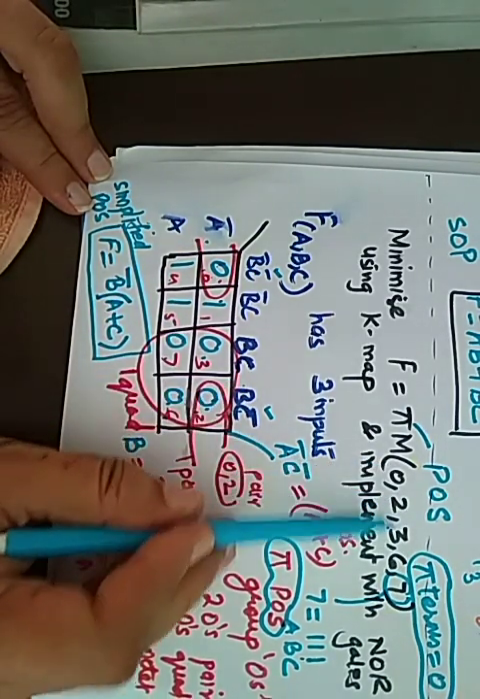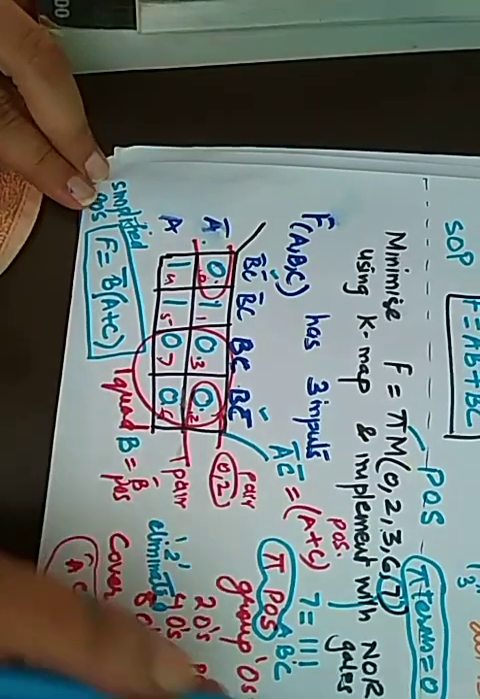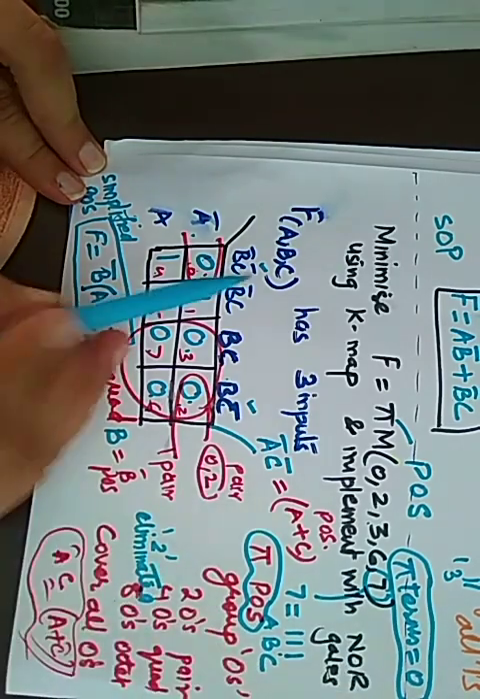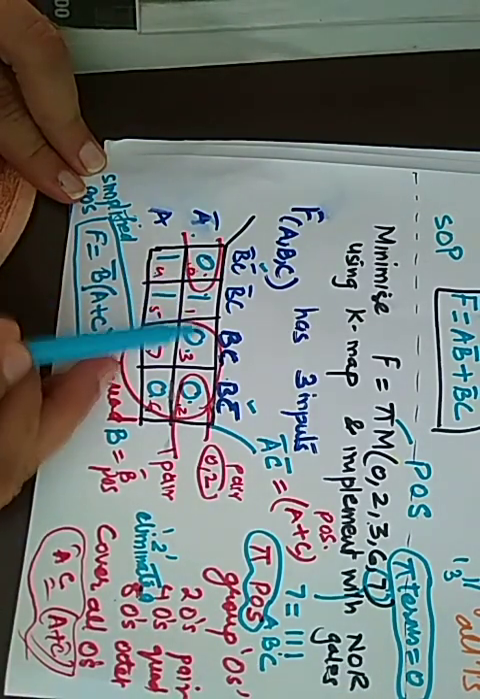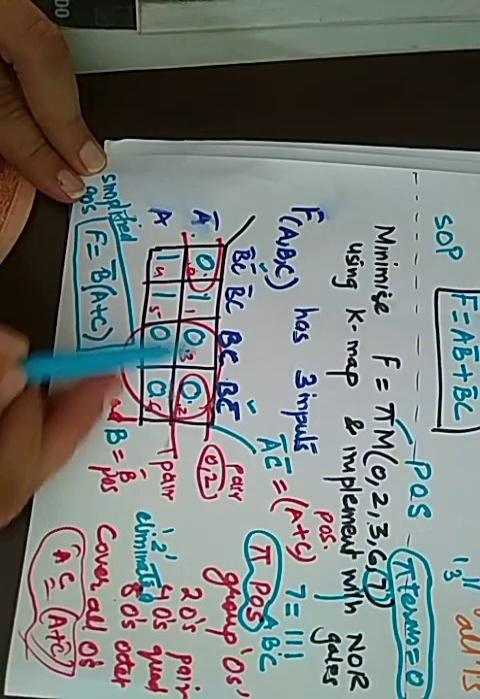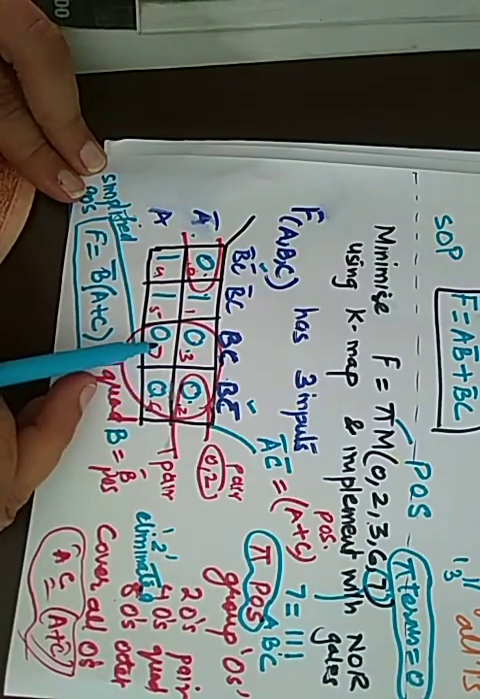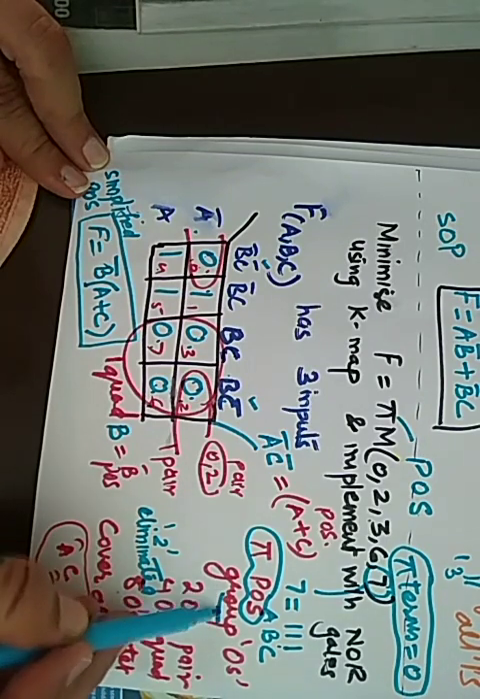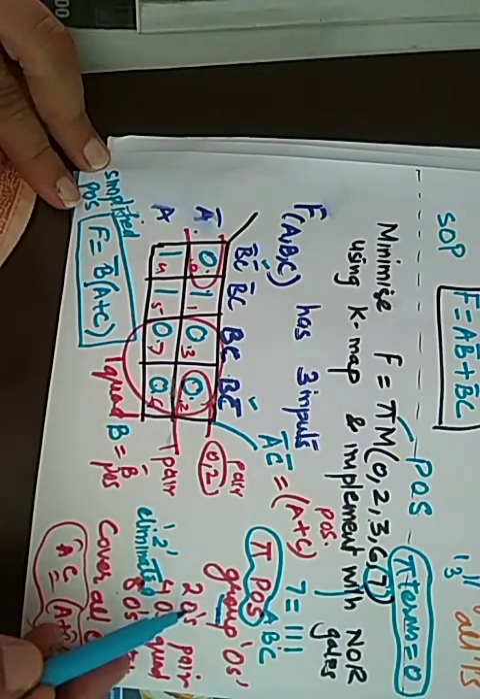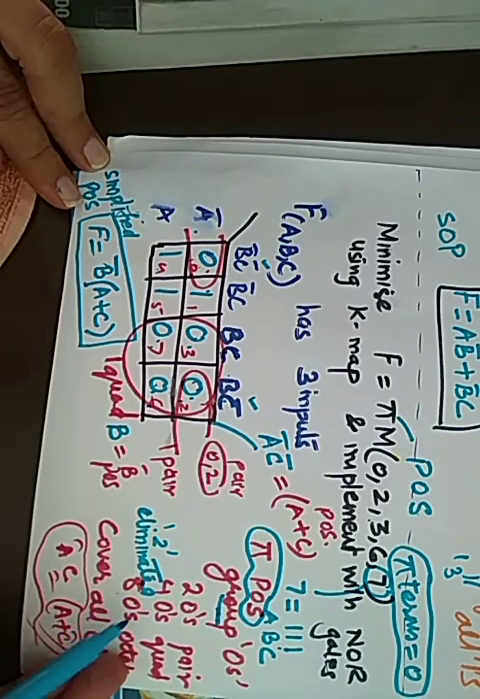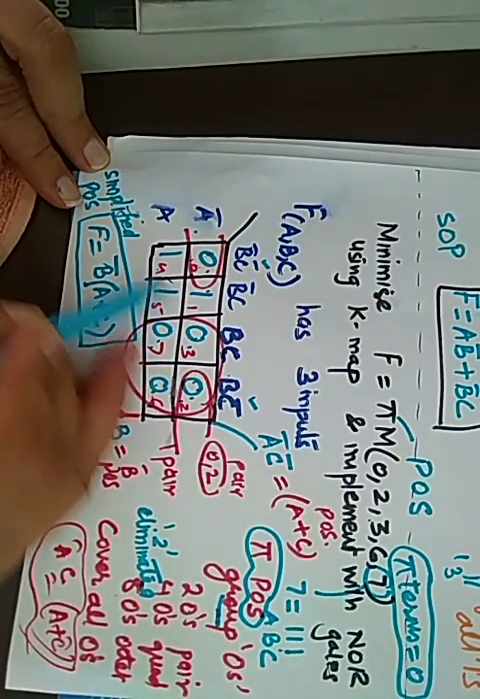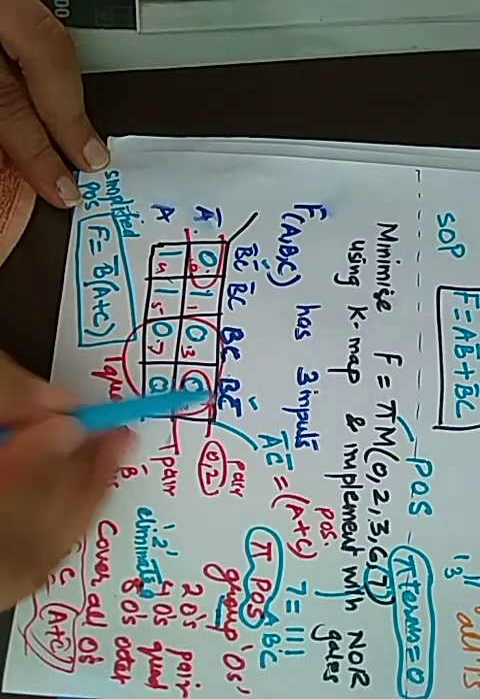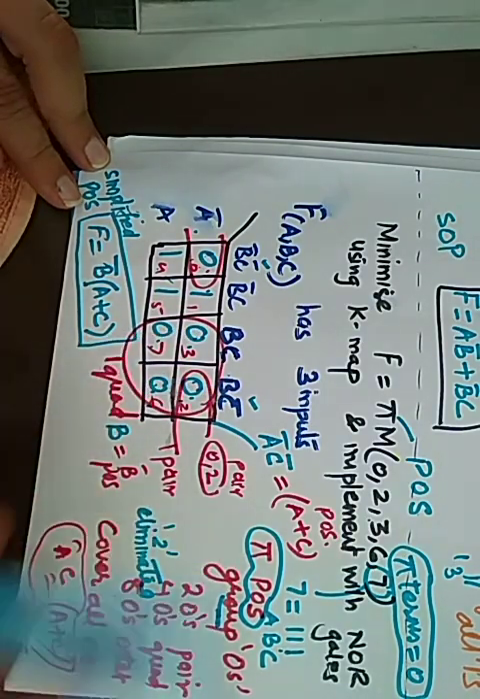Then 0, 2, 3, 6, 7. Pi terms value is 0. We know that the pi terms value is 0. So put 0 in those squares. 0, 2, 3, 6 and 7. Then what we do is group the zeros. We have to find the groups of zeros of 2 zeros or 4 zeros or 6 zeros. You cannot group them diagonally. Only horizontal or vertical. Overlapping you may do.